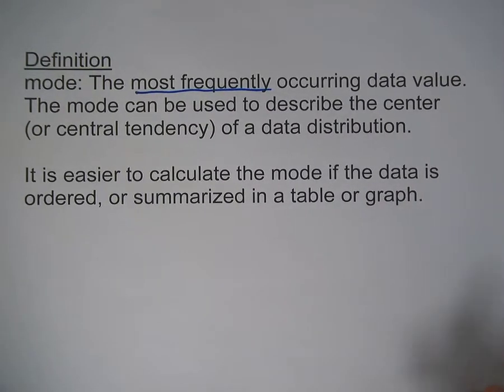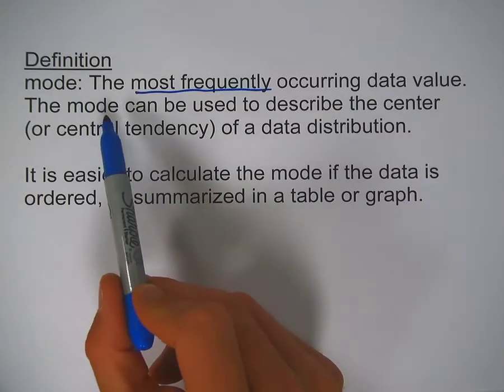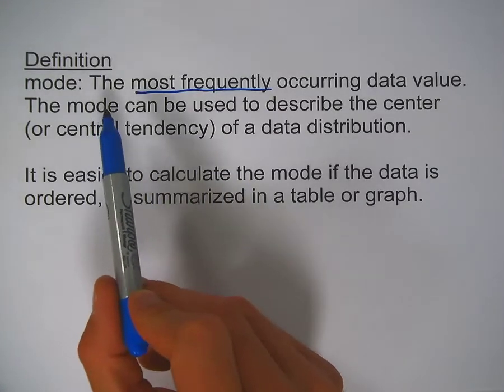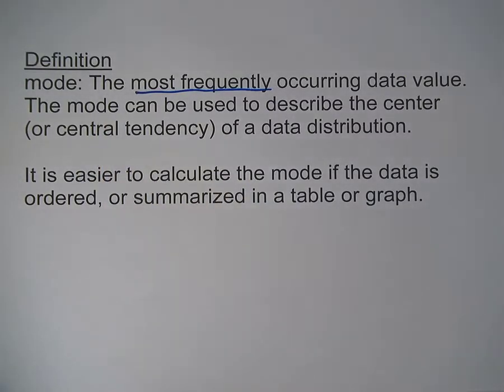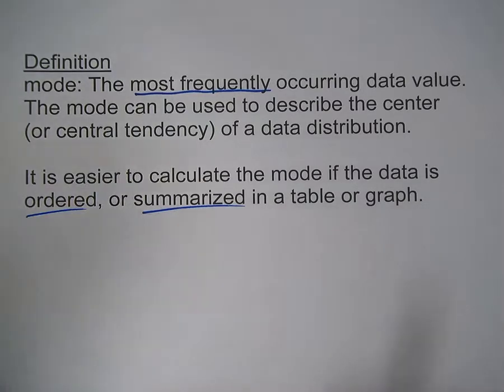Remember that when you're describing a data distribution, you want to comment on the center, the spread, the shape, and any unusual features of a distribution. The mode is one good way of describing the center or measuring the center of the distribution. So mode is one of our measures of center, along with mean and median. Okay, it's easier to calculate the mode if the data is organized or summarized in a table or a graph.